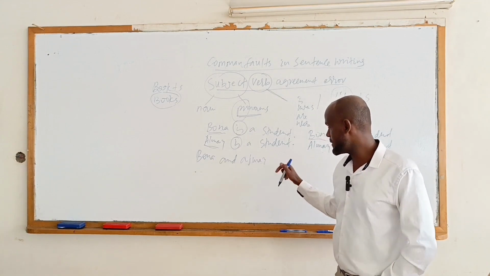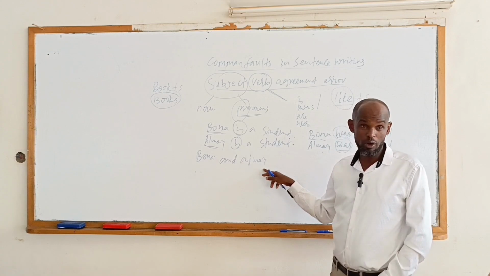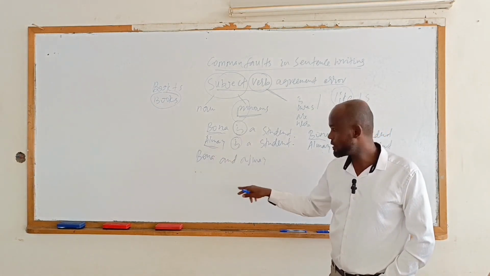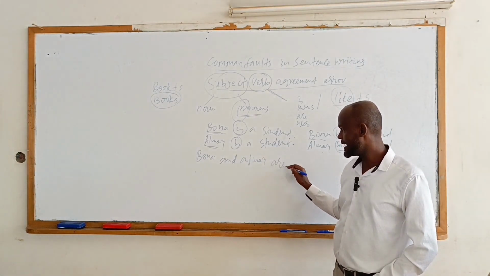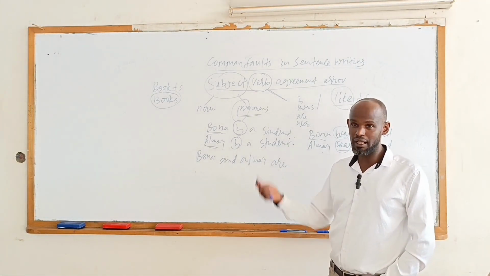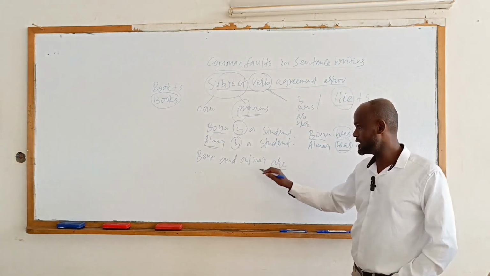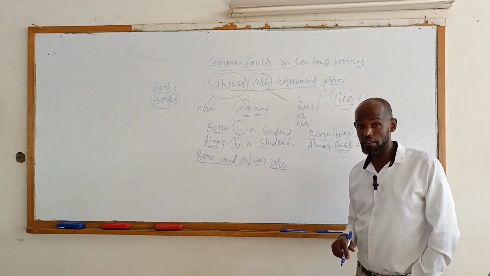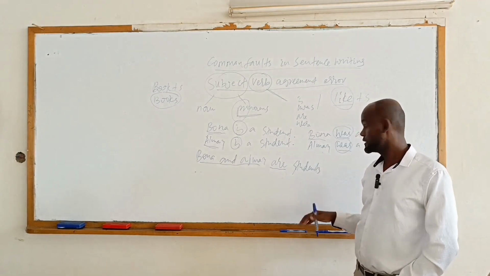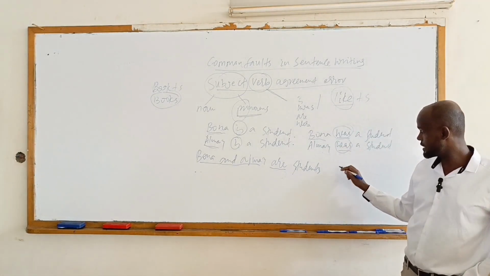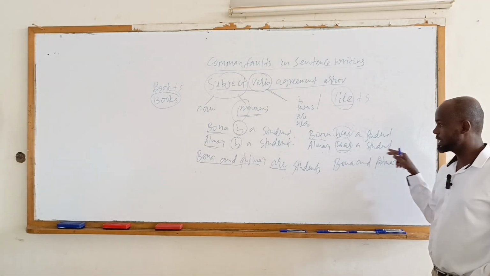Now, Bona and Almaz, can we say is now? No, because Bona and Almaz is a compound subject, isn't it? So a compound subject is plural. So we can say Bona and Almaz are. Why are? Because we're talking about what they are in the present, not in the past. So are is plural. Bona and Almaz, plural subject, compound subject, are students.